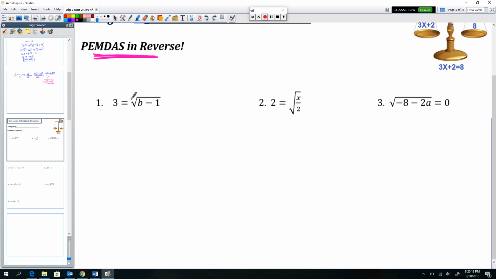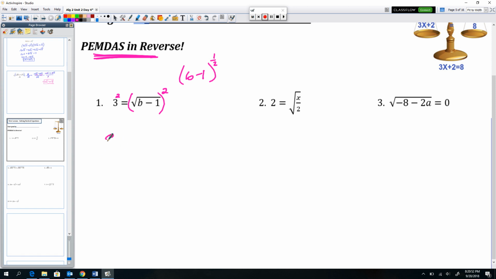This radical is actually an exponent. Remember, the square root of b minus 1, that's the same thing as b minus 1 to the 1/2, right? Those are the same thing. So this exponent, this radical, is going to have to be counteracted. I need to take care of that. I need to do PEMDAS in reverse. So to counteract the square root, the power of 1/2, I'm going to bring it to the 2 power. That will take care of that. That will make that radical disappear. And whatever I do to the right, I have to do to the left.